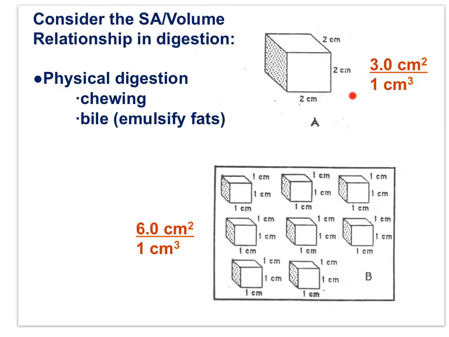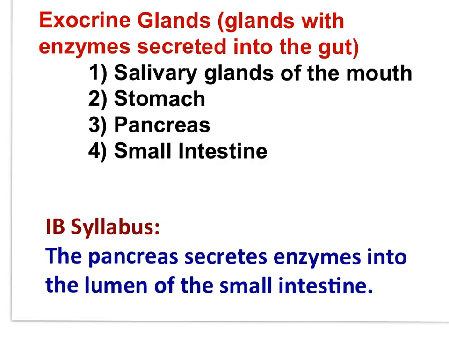Here is 1 cubic centimeter of food as a single piece, and here is 1 cubic centimeter of food as 8 pieces. The total surface area of the 8 pieces is twice the surface area of the 1 piece. Enzymes start to break down at the surface, so the higher the surface area to volume ratio of the food, the faster digestion occurs.